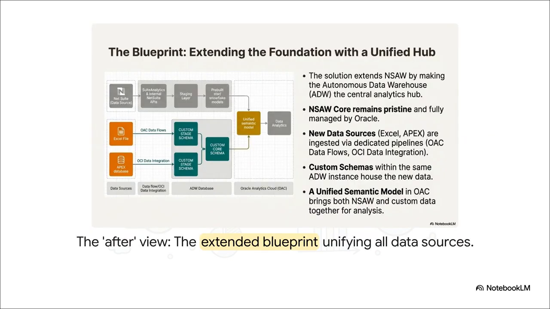And now, here's how we build on that foundation. This is the blueprint for unity. Notice how that core NSAW pipeline up top is still totally pristine? We haven't touched it. But down below, we're pulling in our other data sources, like that Excel file and the Apex database, through their own separate pipelines. They land in new, custom schemas, but here's the key. It's within the same data warehouse. It all gets blended together in a unified semantic model, creating one central analytics hub.